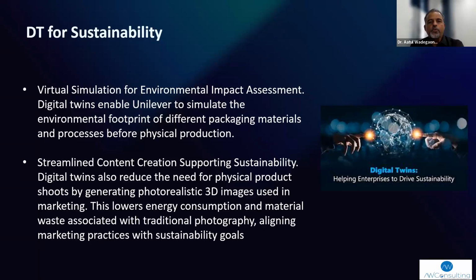Streamline content creation supporting sustainability. Using AI, without going for shooting, they can generate photographic realistic 3D images for marketing and thereby lower the energy consumption and material waste associated with traditional photography and marketing practices. If you have not seen it, you should look up Shantanu Tungare. He used various AI tools to create advertisements through prompts only.